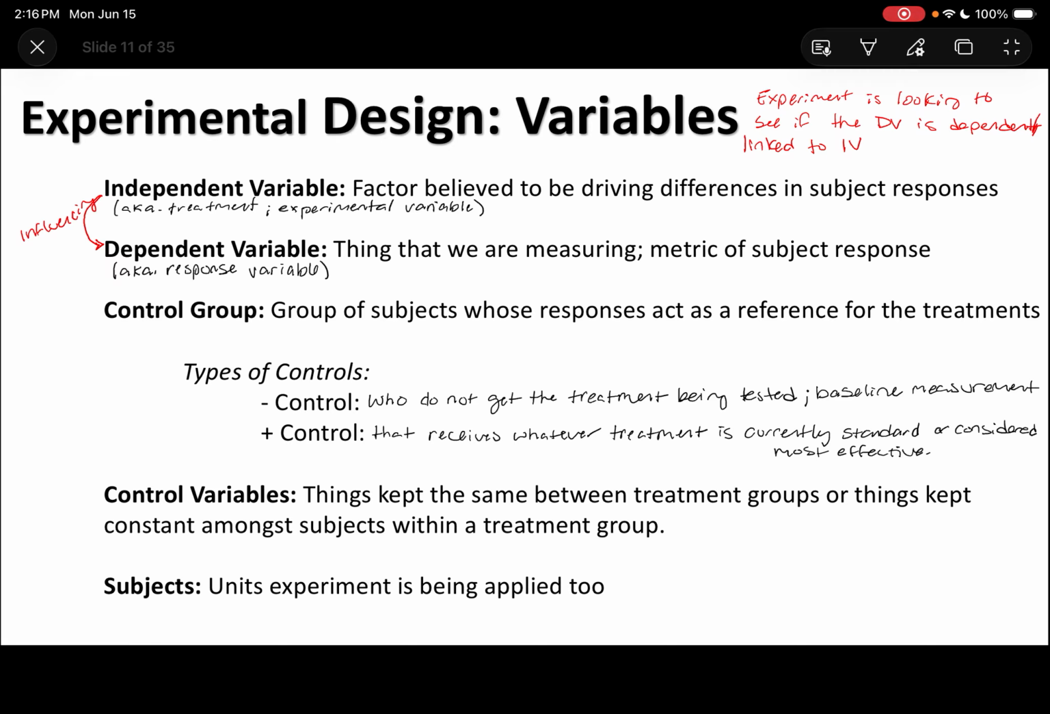And then finally, the subjects are the units that your experiment and or your treatment is actually being applied to. Technically, subjects can be both living and non-living entities, but since this is a biology class and biology is the study of life, the subjects that we're usually working with in biology are some type of living organism.